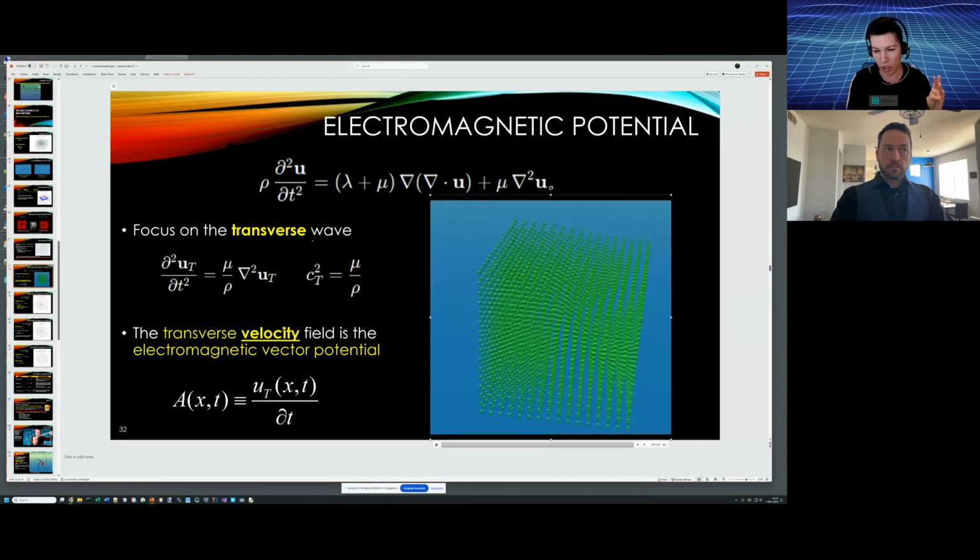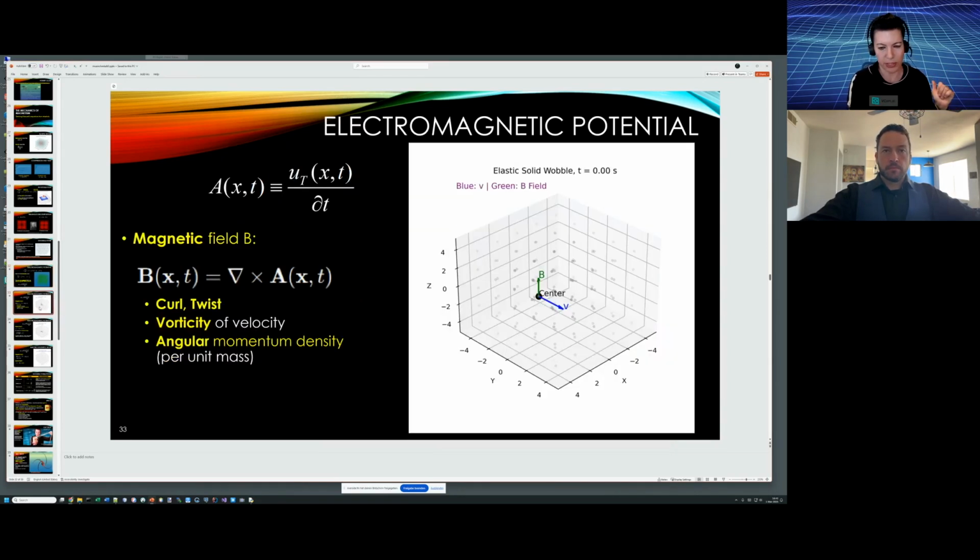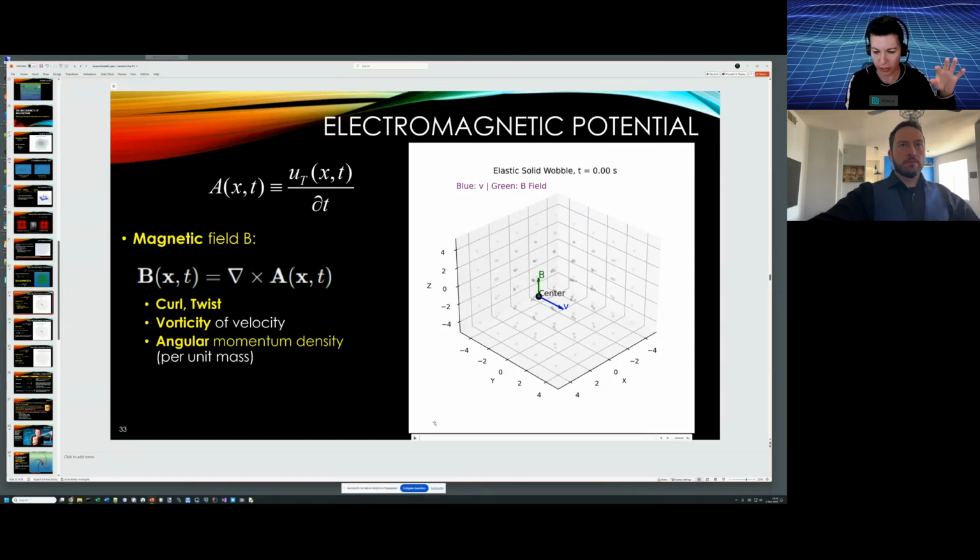So when we want to define the electromagnetic potential, let's define it as the velocity, the time derivative of the displacement. So A is basically the velocity field. This is what we define, and we'll see what comes out of this. So the electromagnetic potential is the velocity field.